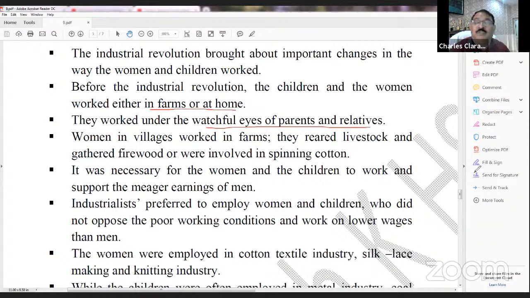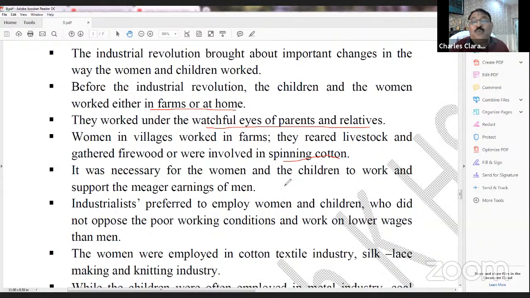Women in villages worked in the farm. They reared livestock, that means cows, goats, etc. Animals, gathered firewood, did spinning cotton, everything was their own. They were living in their own environment. Their job did not displace them from their own domestic environment. That means the place they're living in. It was necessary for women to work and support the meager earnings. Gathered firewood, involved in spinning cotton. That was before the Industrial Revolution.